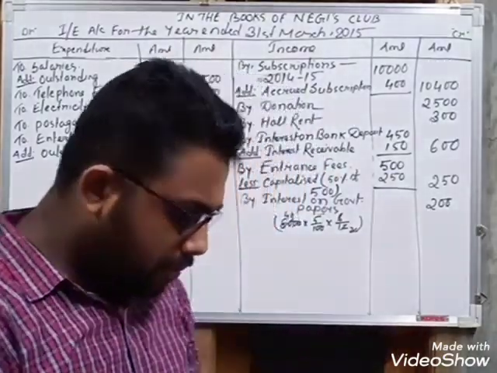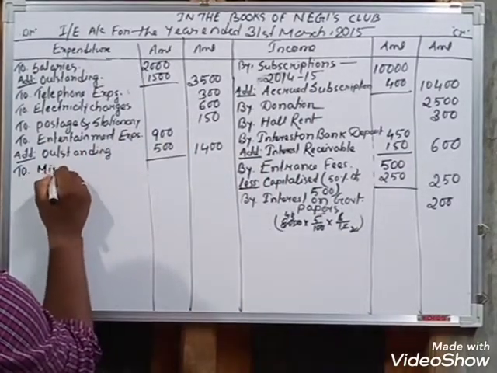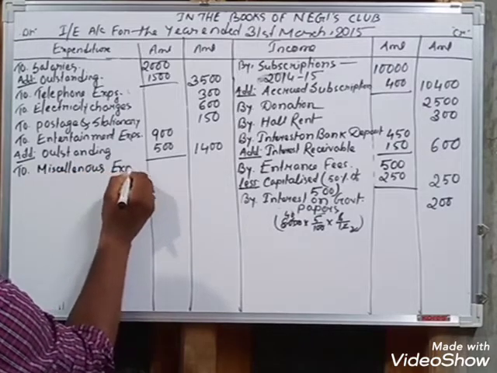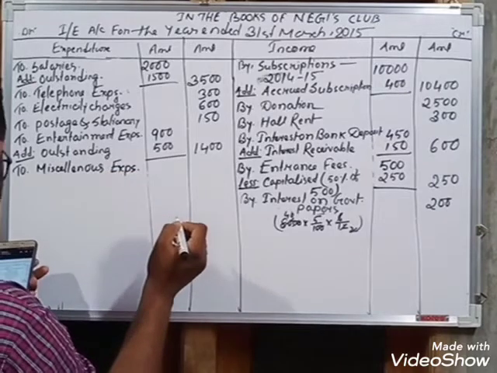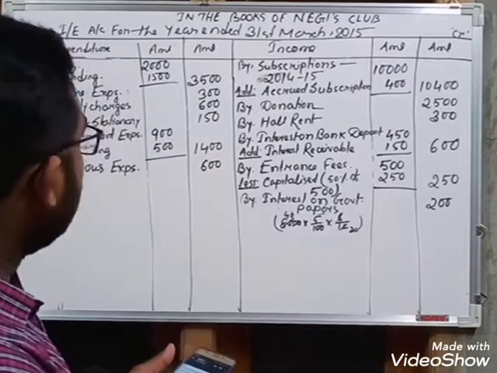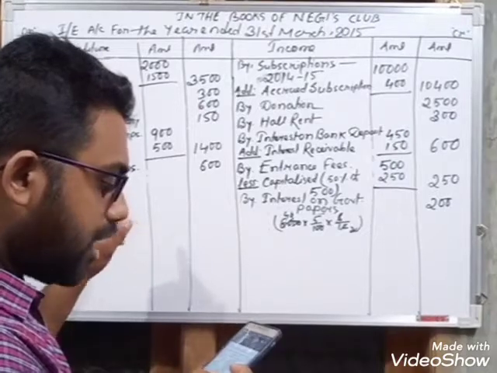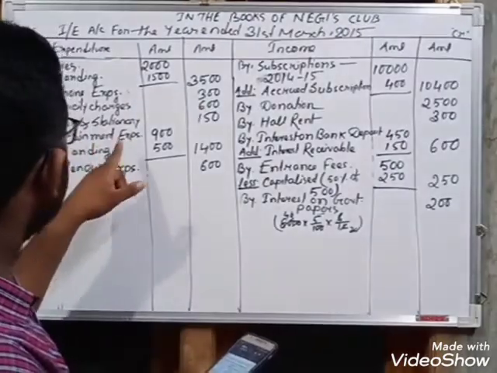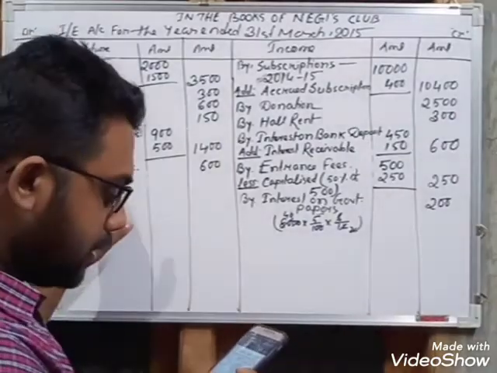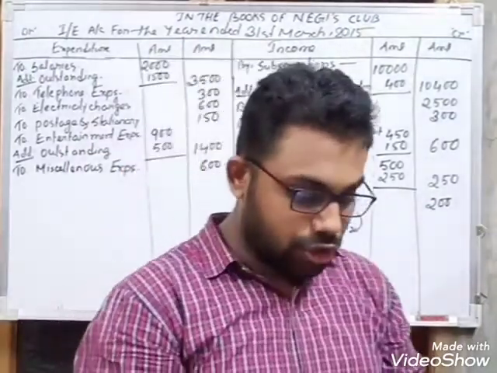Next one is the miscellaneous expenses, and the amount is 600. Okay, so this is the item that we find on our expenditure side. First one is the salaries, telephone charges, electricity charges, postage and stationery, entertainment expenses. Next, miscellaneous expenses. Now we have to check whether we have adjusted all the additional adjustments.